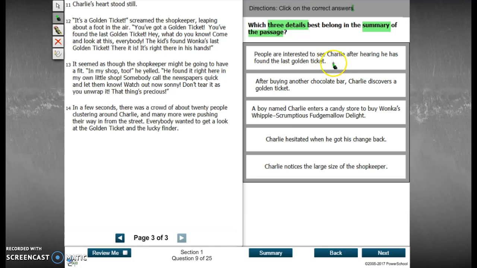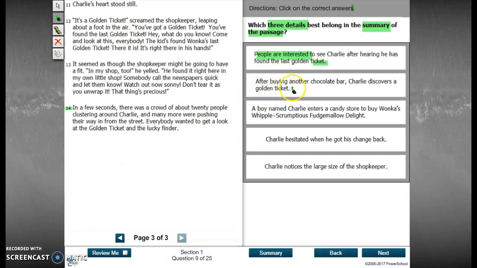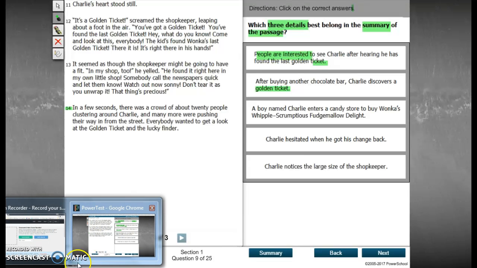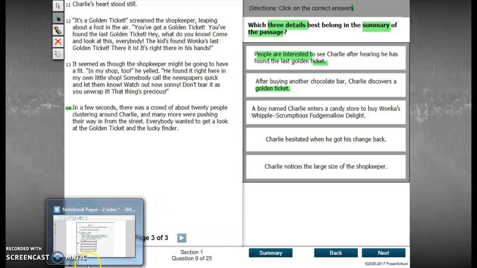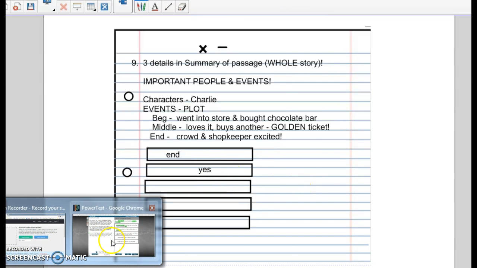All right, we have people are interested to see Charlie after hearing he has found the last golden ticket. Well, we put that. That was pretty much the ending, right? So on here, we might want to keep that. I don't know. Let's look at the next one. After buying another chocolate bar, Charlie discovers a golden ticket. I think that is definitely important. Okay. So I'm saying yes. We need that one. Golden ticket's important.